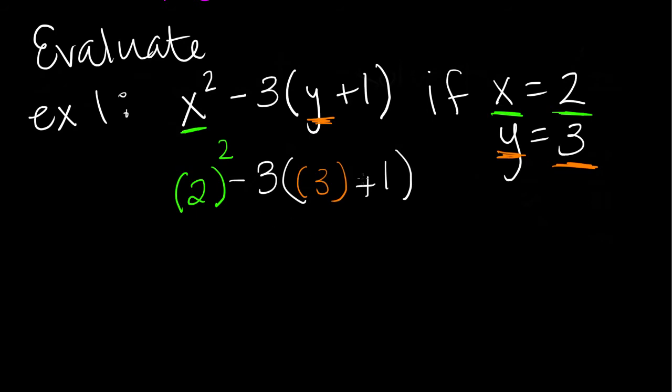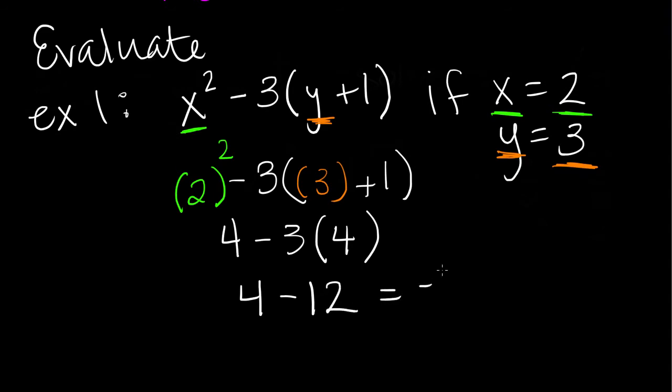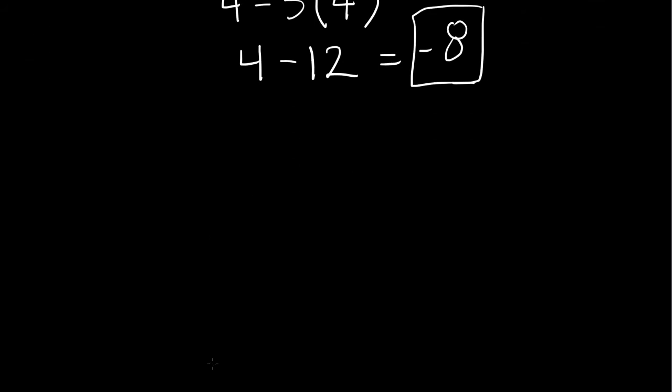So now we've substituted all the numbers in, and we can actually solve. So we're going to evaluate, solve for a number. So 2 squared is 4 minus 3, and we're going to go in the parentheses first. So 3 plus 1 is 4. So 4 minus 3 times 4, 12. So 4 minus 12 is negative 8. So that's basically it. It's pretty simple once you get the hang of it. And honestly, I think it's quite a fun topic anyway. So let's go on to the next problem.